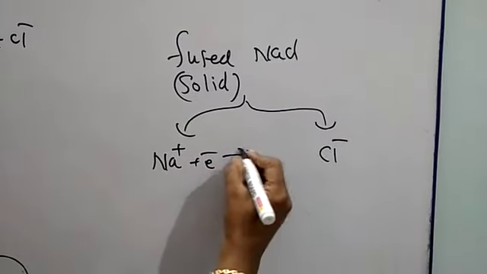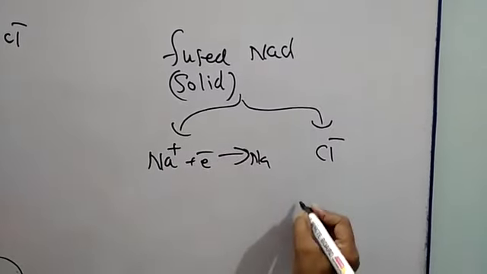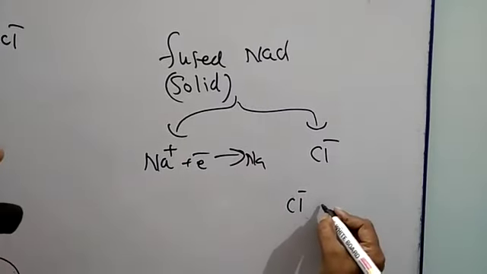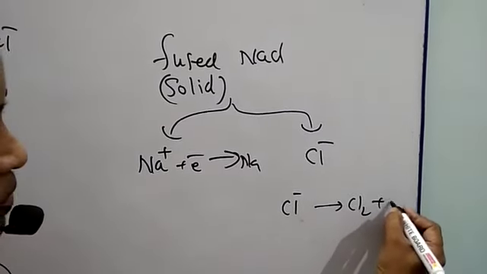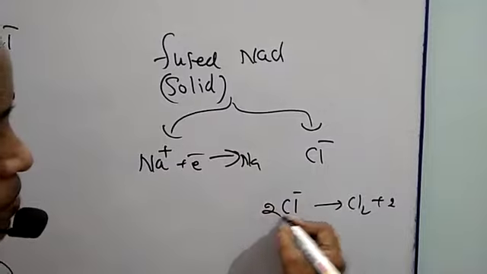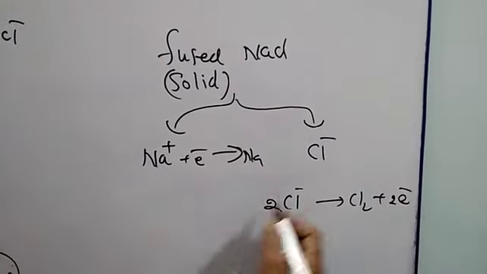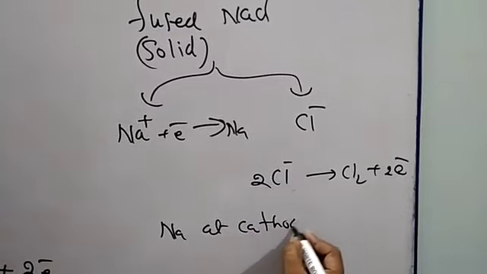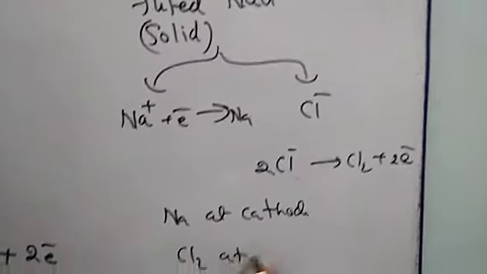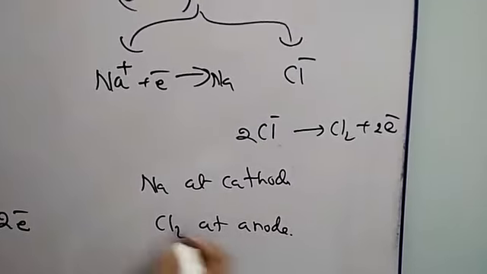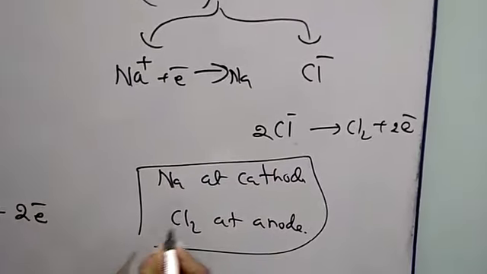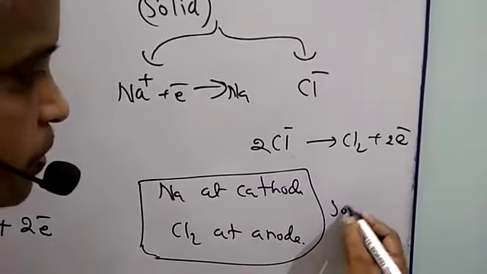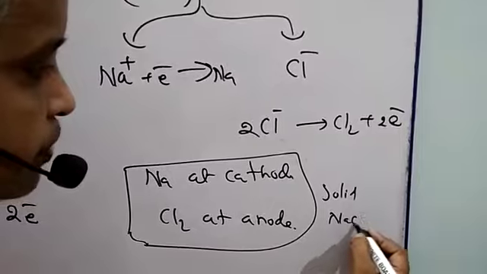Gain of electron gives sodium metal. Here, what is it? Loss of electron, it gives chlorine. Here this is 2 electrons. So now, sodium at the cathode and chlorine at the anode. This is when you are having solid sodium chloride.